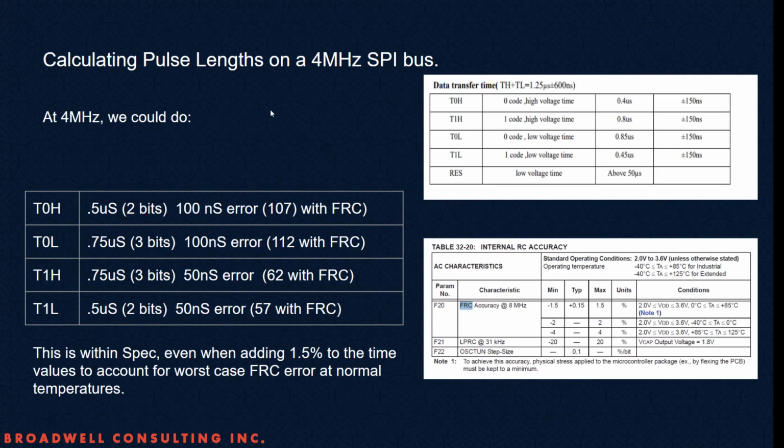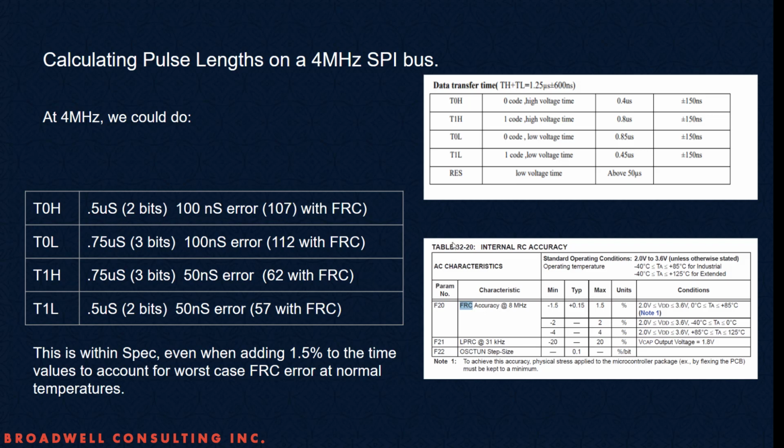Let's take a look to see if we can get by on the 16 megahertz peripheral clock, which is divided down to a 4 megahertz SPI clock. This would be a simpler configuration because we wouldn't have to use the frequency reference output as well. At 4 megahertz, each bit is 0.25 microseconds. So our T0 that we're shooting at to be 0.4, we could do 0.5 by doing 2 bits. That's 100 nanoseconds worth of error.